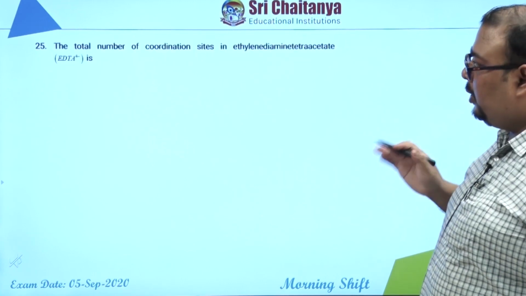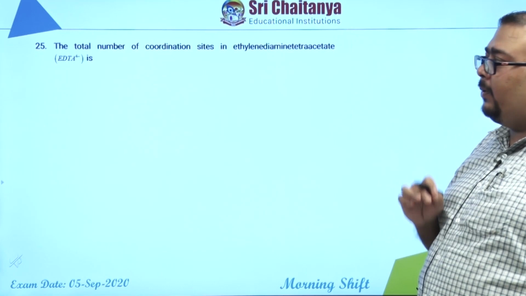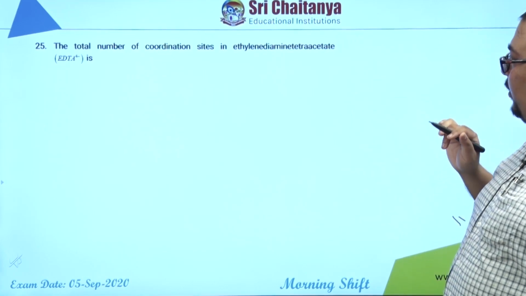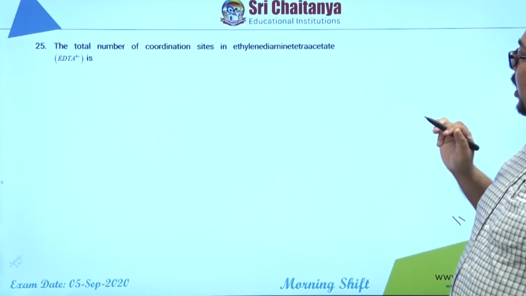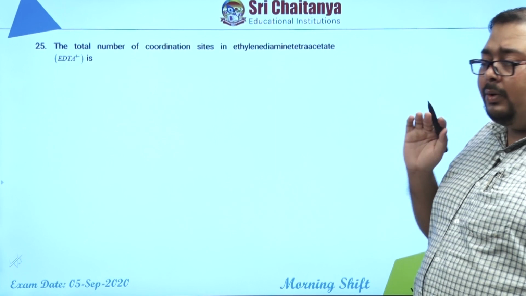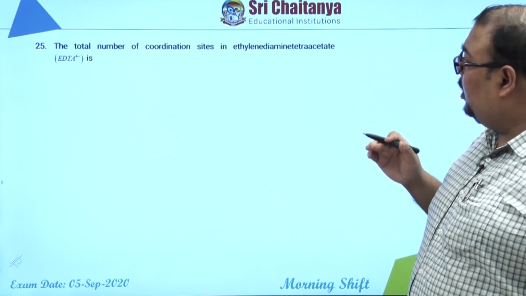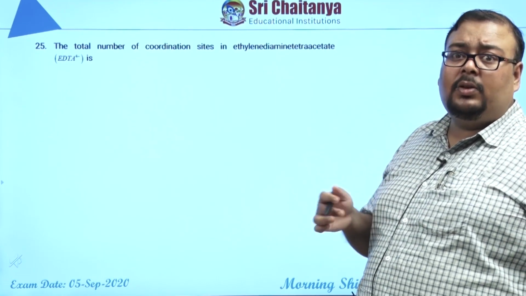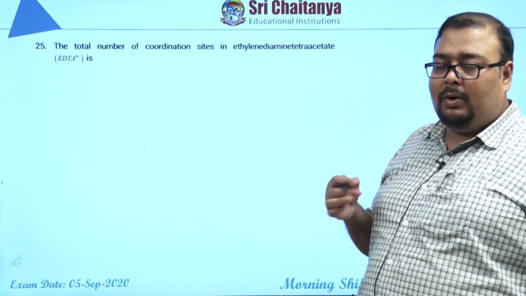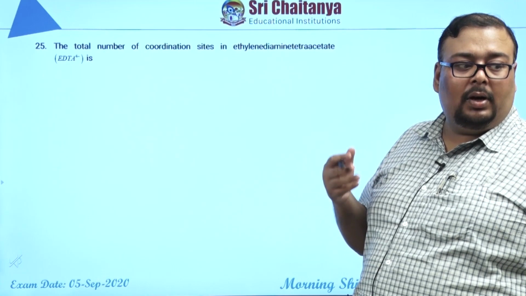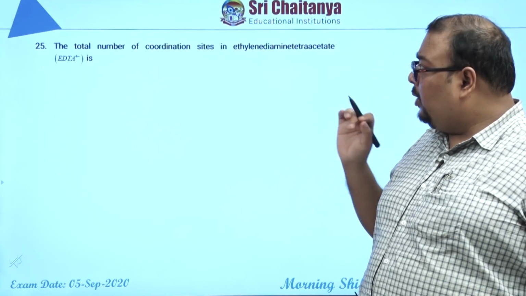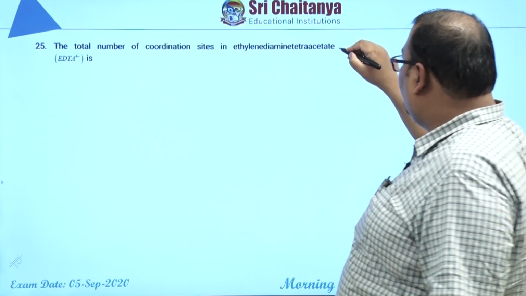Okay, so next is the last question of this paper, which is question number 25. The total number of coordination sites in ethylene diamine tetraacetate, EDTA4 minus. Now this is a ligand which is used for trapping calcium 2 plus and magnesium 2 plus ions in aqueous solution. It is used for removal and quantitative estimation of hardness of water. So let us look, it's a hexadentate ligand.